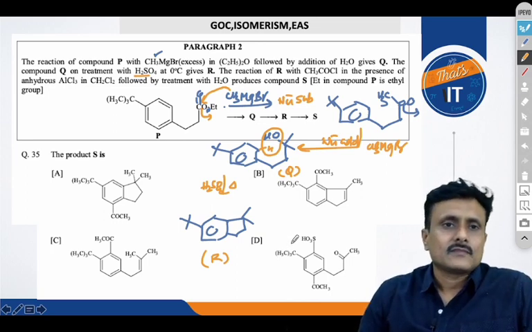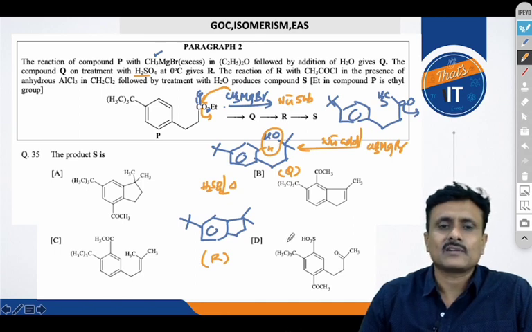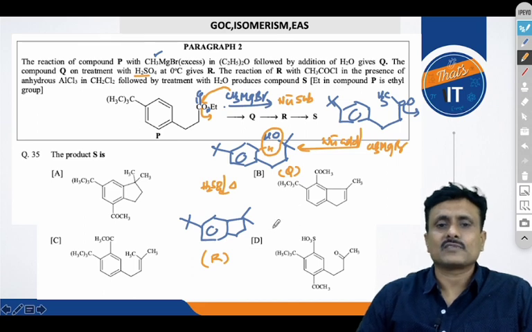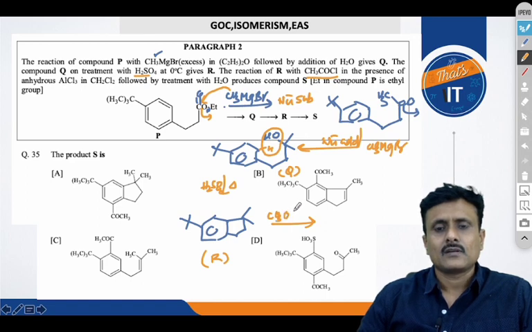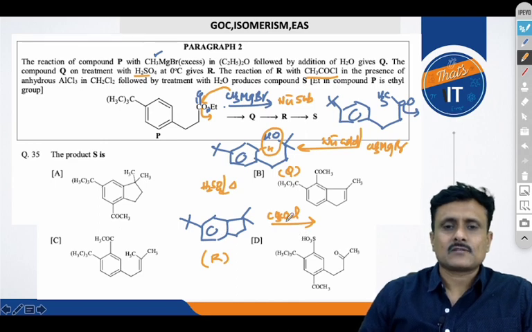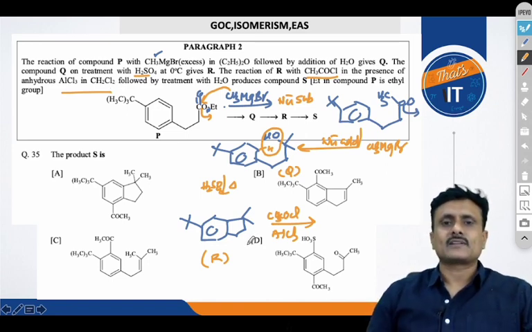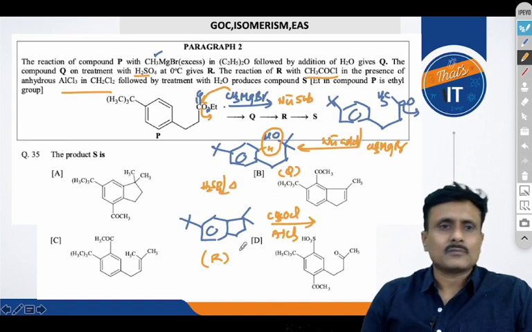Now R when treated with what is happening here? R when treated with CH3COCl. Am I missing something? No, isn't it? You know, electrophilic substitution in presence of AlCl3 in dichloromethane as a solvent, followed by treatment with H2O produces S. Et in compound B is an ethyl group.